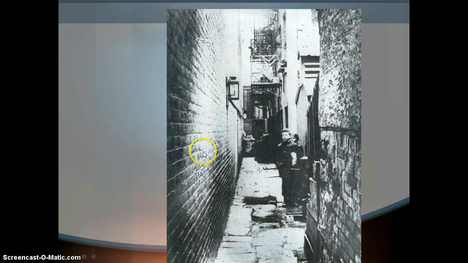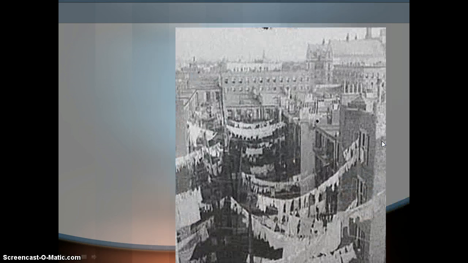There's not a lot of ventilation between the buildings. And I think, here you've got, I would not want to hang my laundry out there.